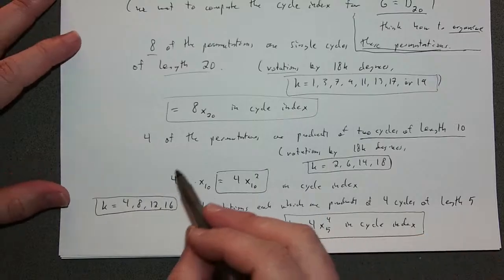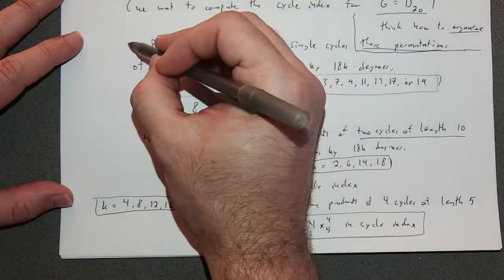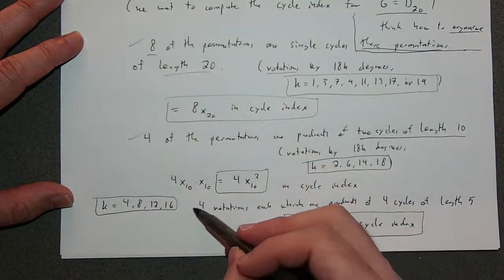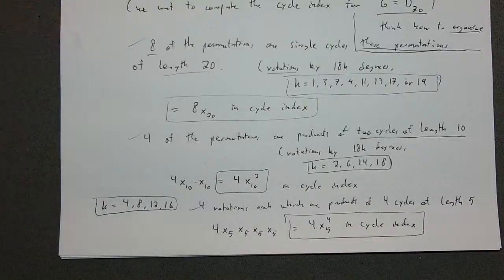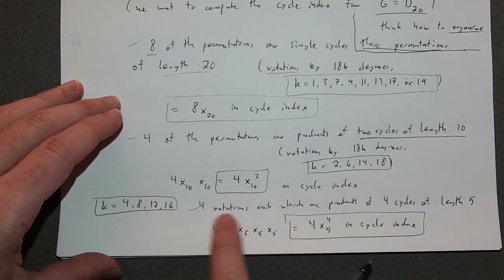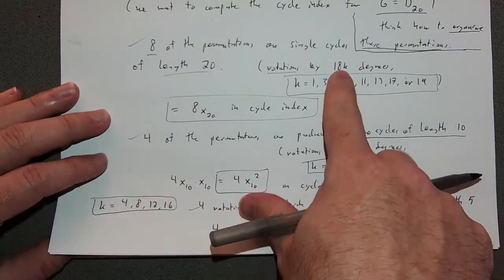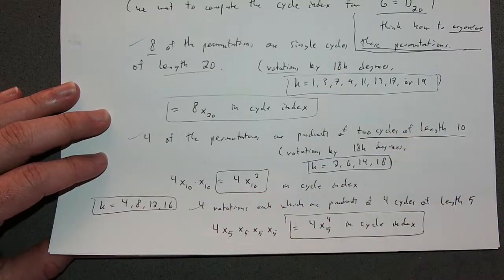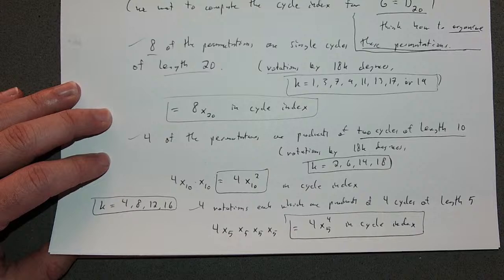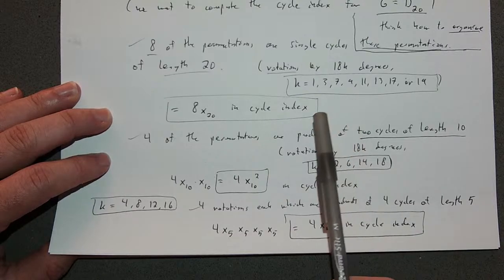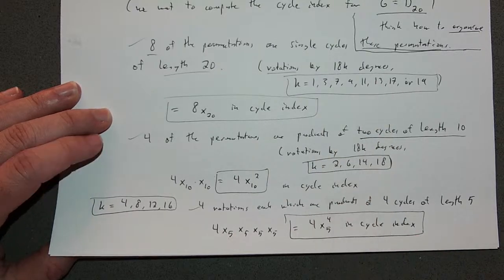So how many rotations have I counted so far? 8, 4, 4. So I'm at 16. I have 4 more total. I need, what haven't I done here for these rotations? I haven't done 5 or 15 yet. Those can be grouped together.